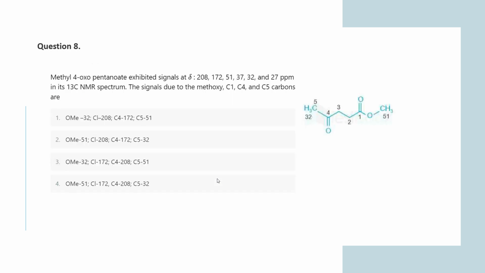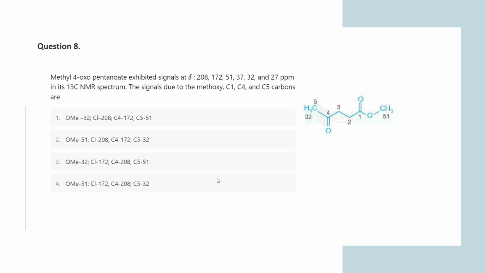Then we have the next question from the topic principles of NMR spectroscopy. Methyl 4-oxopentanoate exhibited signals at delta 208, 172, 51, 37, 32 and 27 ppm in its 13C NMR spectrum. The signals due to the methoxy, C1, C4 and C5 carbons are.